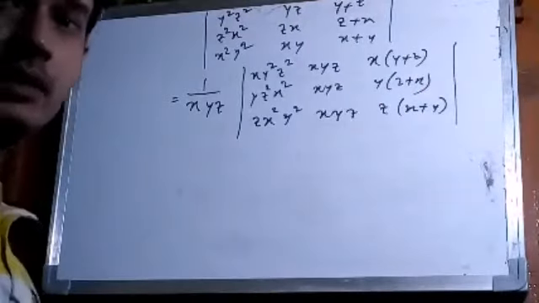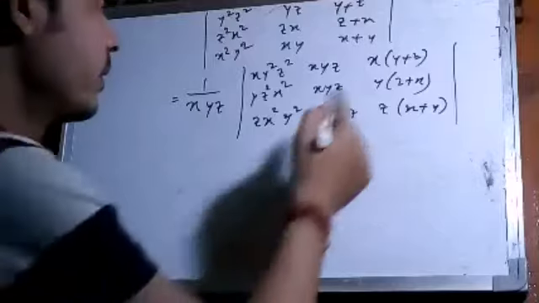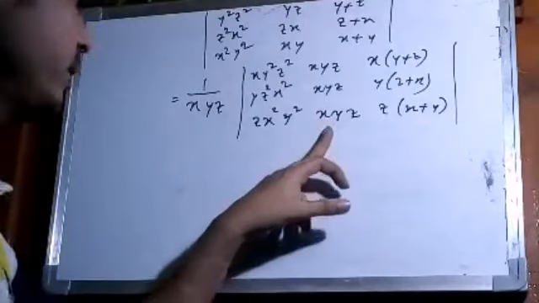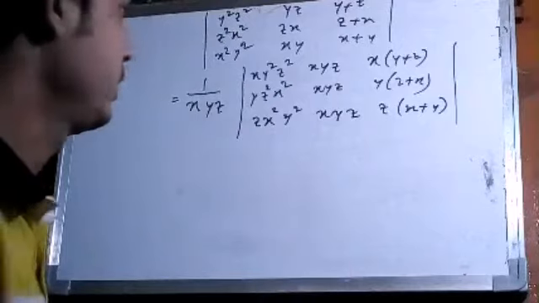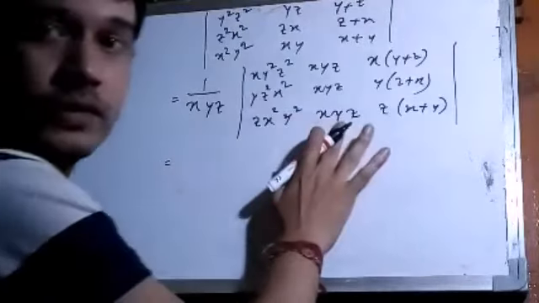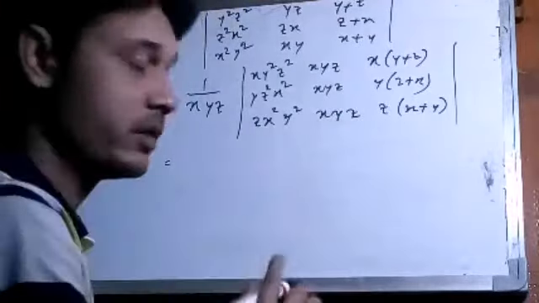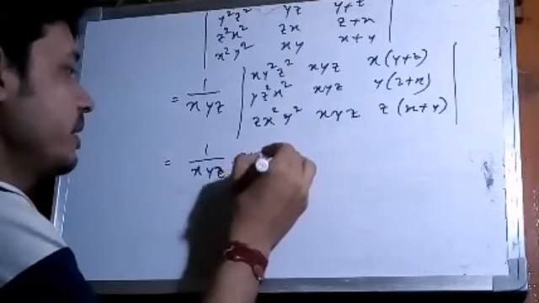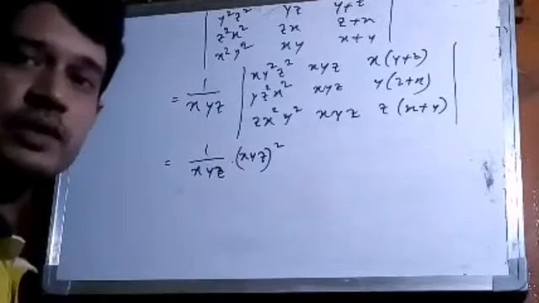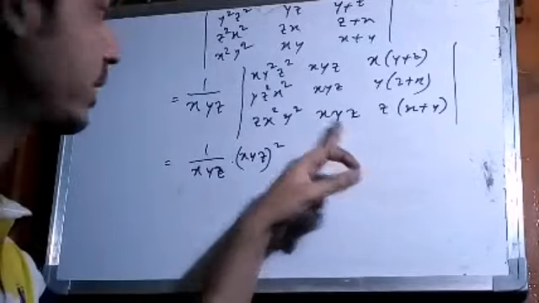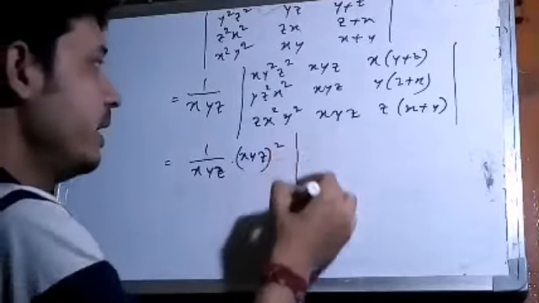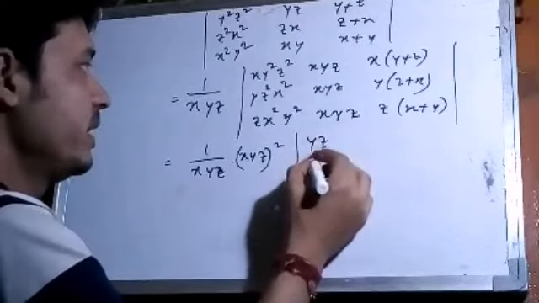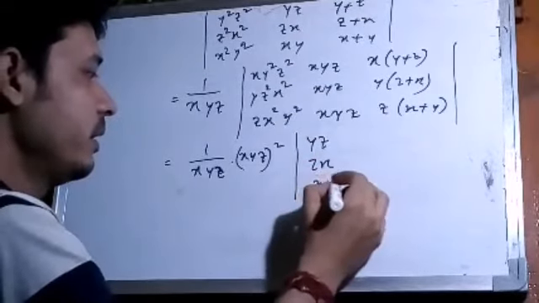Okay, so now we see that we can take xyz common from the second column, and we can take xyz common from the first column also. So we have 1 by xyz, and this is xyz whole squared. There are 2 xyz we have taken common, one from this and one from this. So we are left with yz, zx, xy.